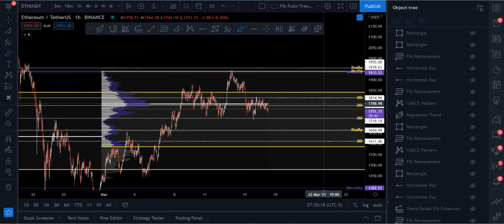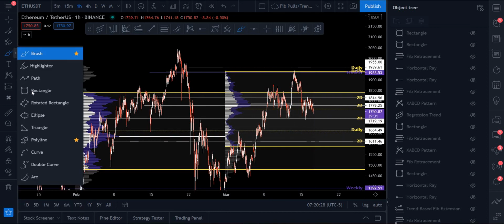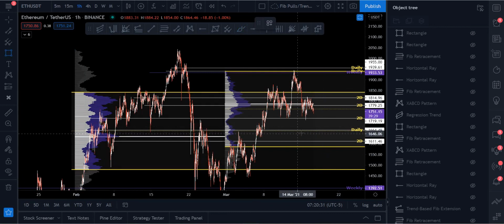Now, if you don't get that, I'm not looking to long Ethereum until better areas of value. And the very first one I'm interested in is anywhere from 1664 down to 1611. This little box right here would be my first area of interest. And then after that, I'd be targeting the golden pocket we just covered as well.